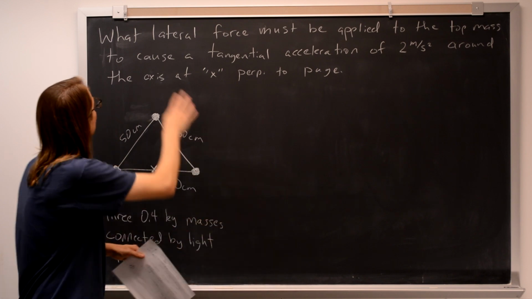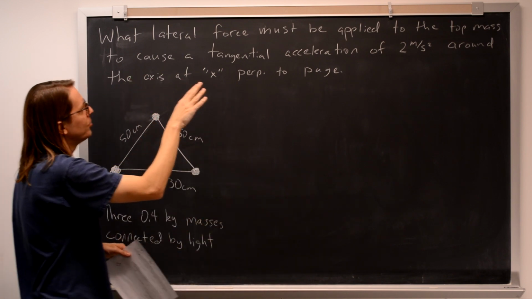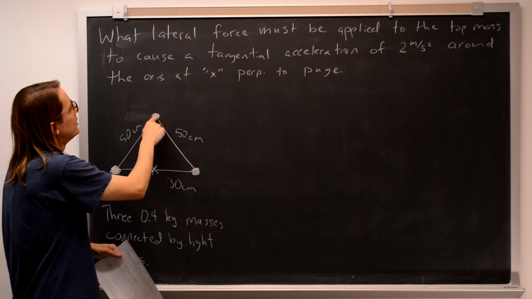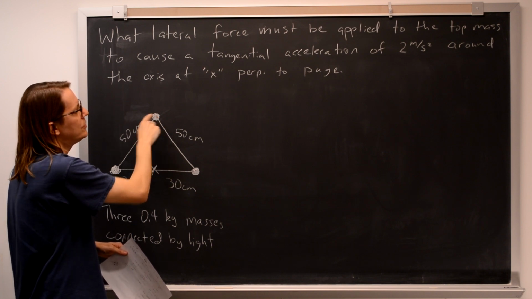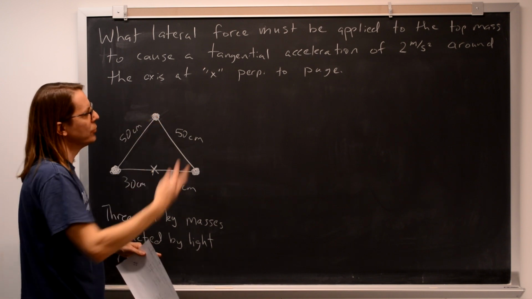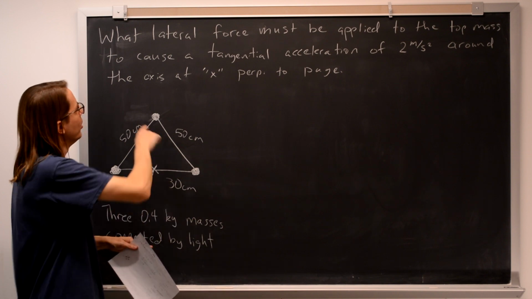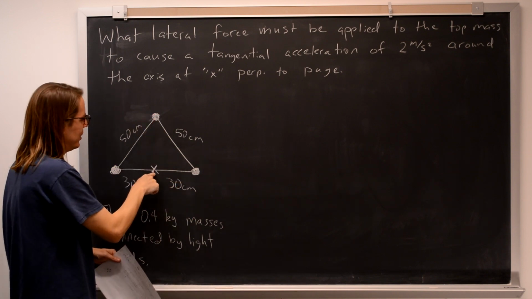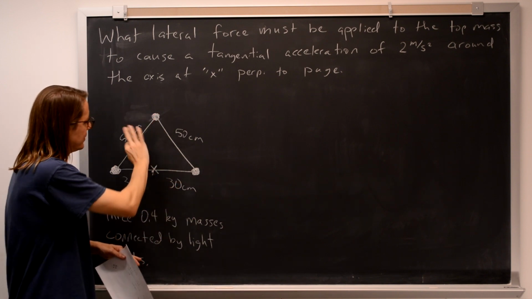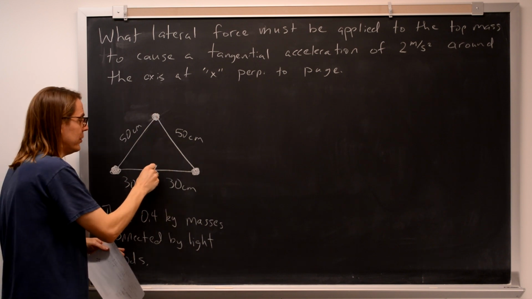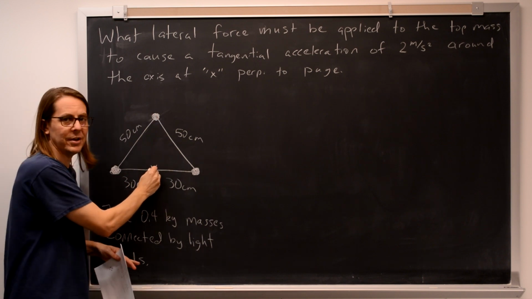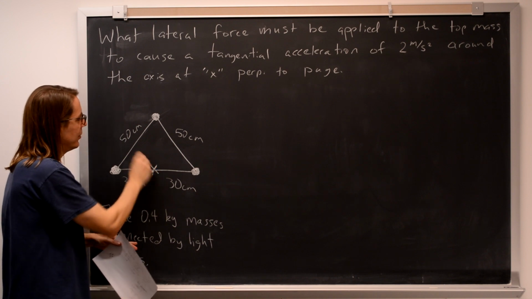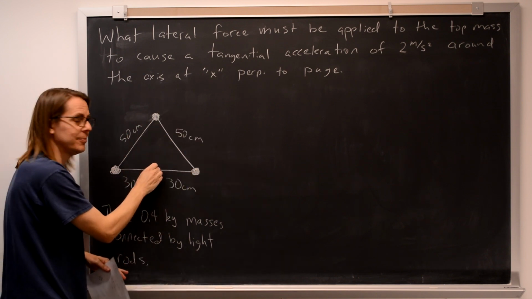So the question is, what lateral force must be applied to the top mass to cause tangential acceleration of 2 meters per second squared to the right, around the axis at x, perpendicular to the page. So we're imagining the triangle is sitting here. Somehow it's pinned so that this point has to stay here. There's a little bearing there or something. So the whole thing goes around this point.